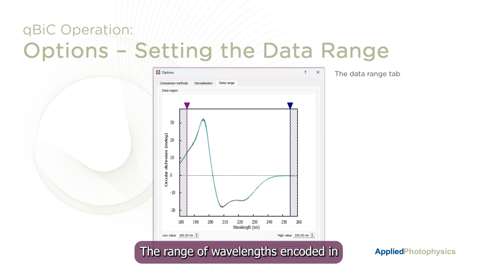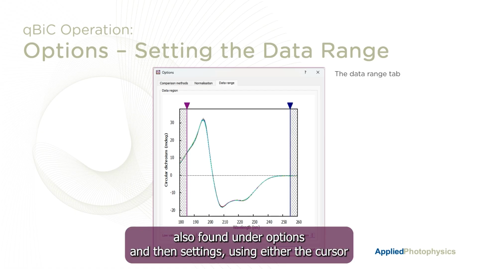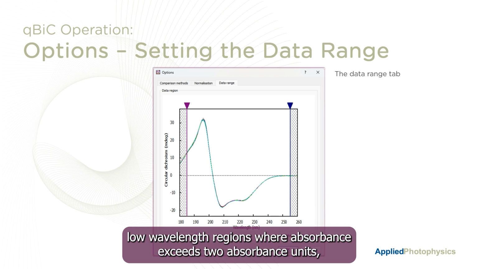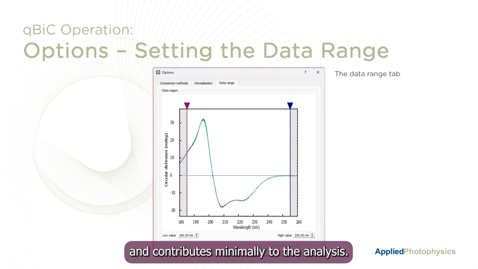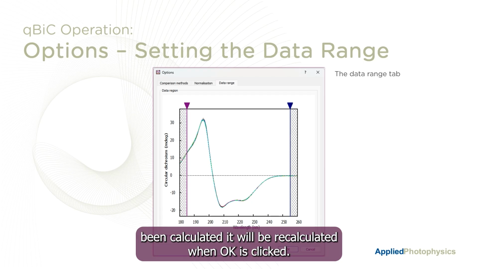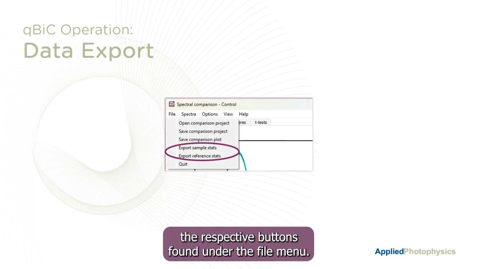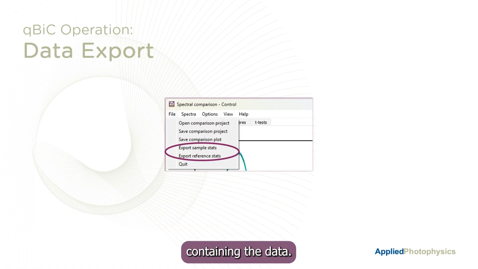The range of wavelengths included in the analyses can be reduced on the Data Range tab, also found under Options and then Settings, using either the cursor bars or the input boxes. This can be done, for example, to exclude noisy data, low wavelength regions where absorbance exceeds 2 absorbance units, or high wavelength regions where the signal is weak and contributes minimally to the analysis. If the data range is changed after the comparison statistics have been calculated, they will be recalculated when OK is clicked. All calculated reference and sample statistics can be exported via the respective buttons found under the File menu. Clicking these buttons will open a Save dialog box to generate a .csv file containing the data.